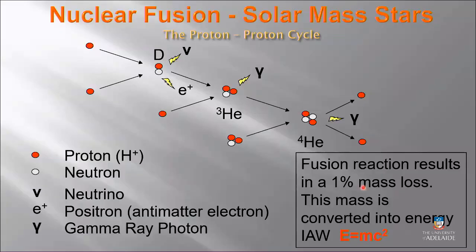So a star like the Sun is consuming around 400 million tonnes per second of hydrogen. And of that, 4 million tonnes is converted into pure energy.